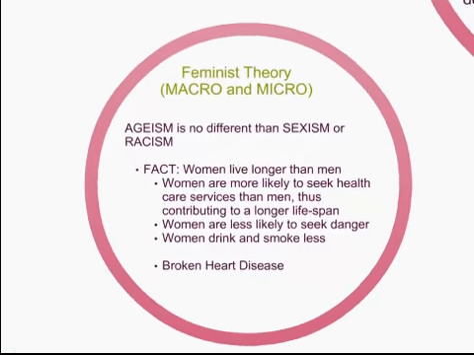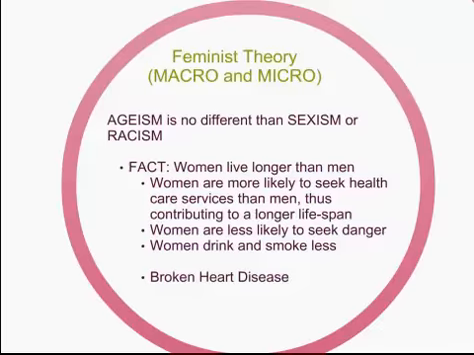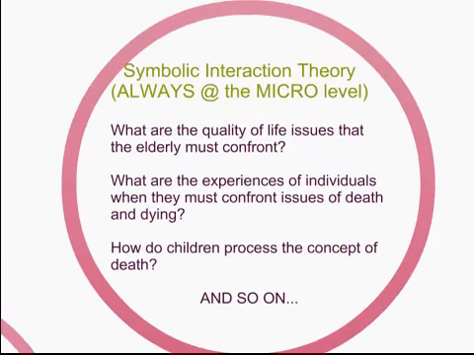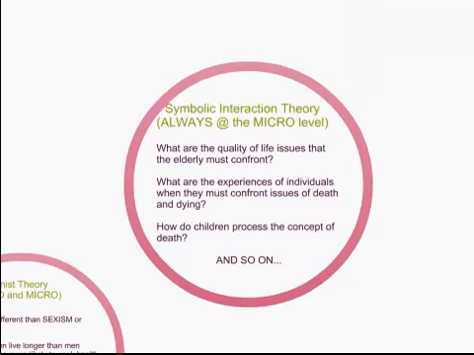All right, so that's our feminist theory. Now we need to move on to very quickly talk about symbolic interaction theory. Now I'm not going to spend a lot of time on that here because we will be spending time on this theory through the course of our course. Symbolic interaction theory is always at the micro level. We're always talking about the individual and how the individual pushes back against the structure of society.